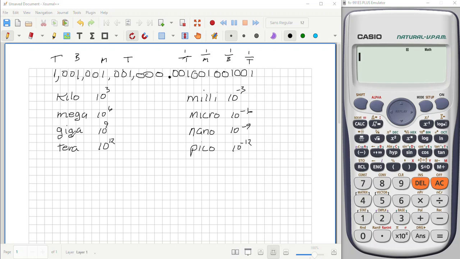All right, and if you're an engineer, you probably already recognize these powers of 10 as being engineering notation, since the exponent is a multiple or divisible of 3. That's what makes it engineering notation. These occur so often that they have these names of kilo, mega, giga, tera, and milli, micro, nano, and pico.